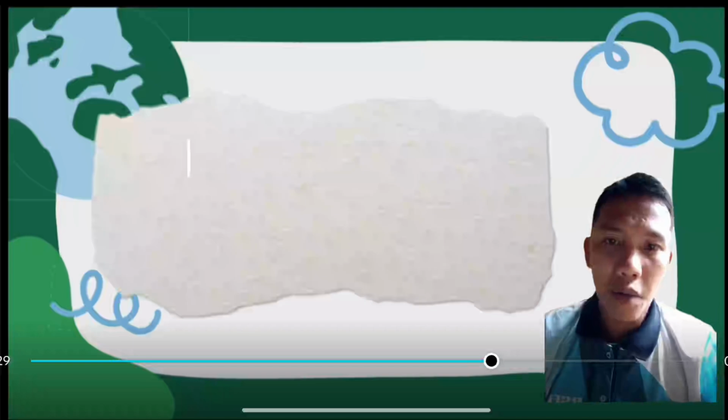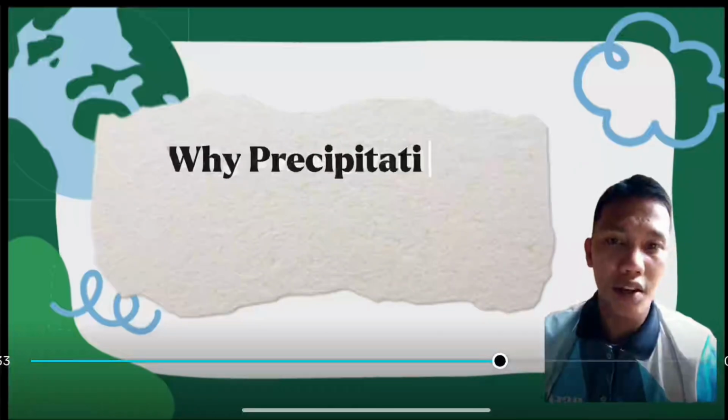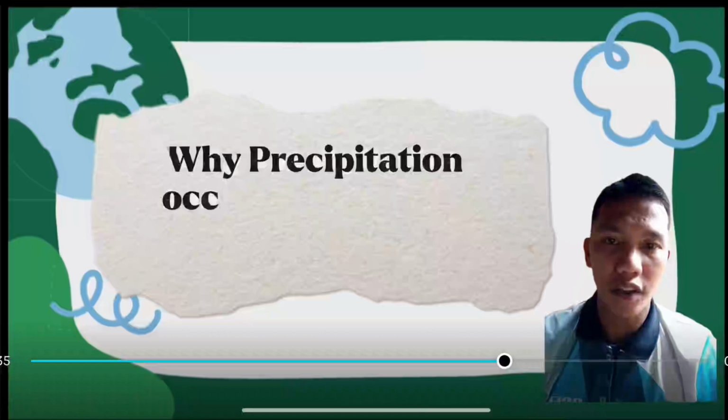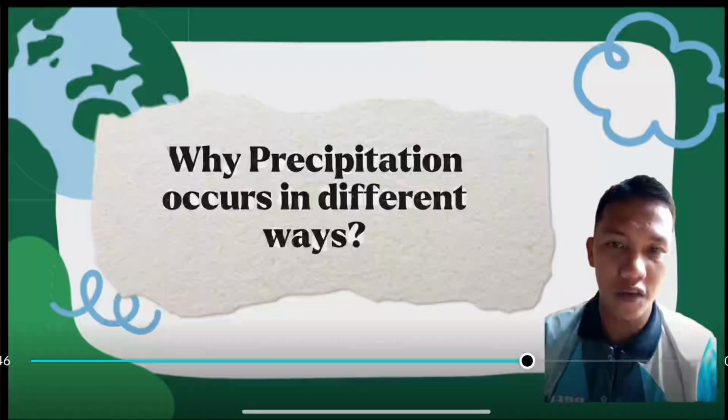Now, why does precipitation occur in different ways? It is because as the water or ice falls from the cloud, it passes through different layers of warm or cold air. These temperature changes decide whether it stays frozen, melts, or freezes before hitting the ground.